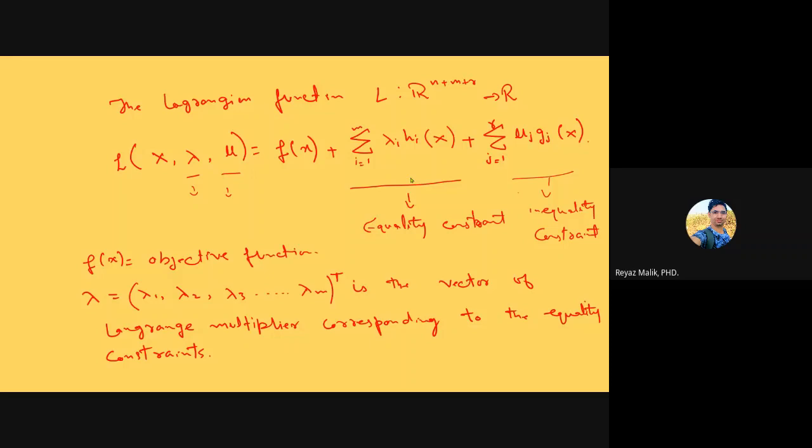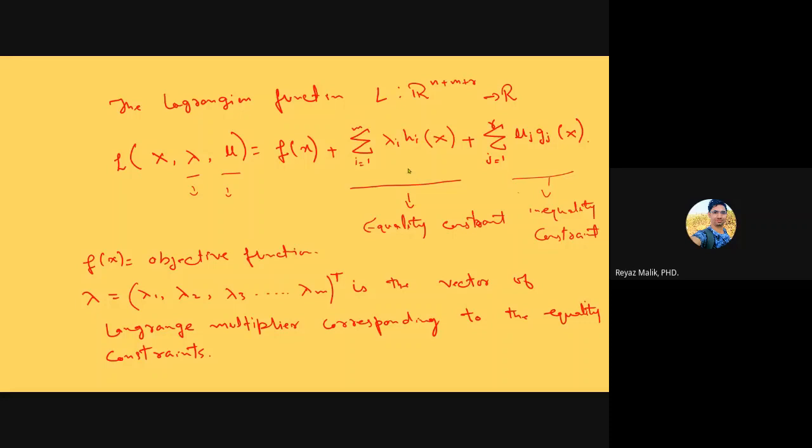So we have two multipliers here, one is lambda, one is mu. Lambda is equality constant, equality multiplier, okay, and mu is inequality multiplier. Both will be treated as multipliers. Both are multipliers, okay, correct? And both are Lagrangian multipliers only.